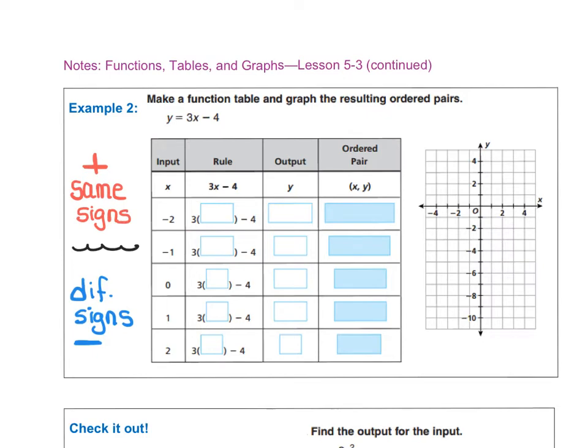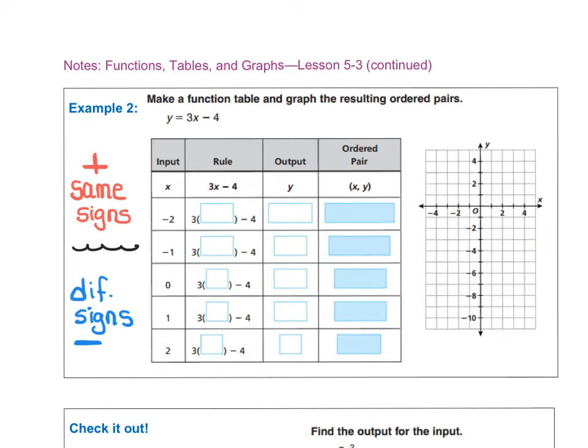All right, so here's our second example. So it looks longer, same idea though. We're going to put our input values into the rule, and then we're going to simplify that expression to find our output values. This time then, we're going to take our results, our x and our y values, and graph the ordered pairs. So I want you to pause and fill in just your input values.